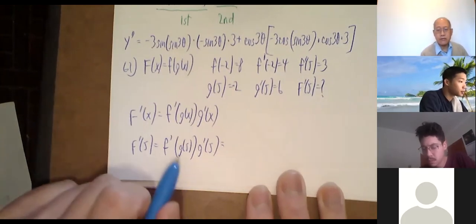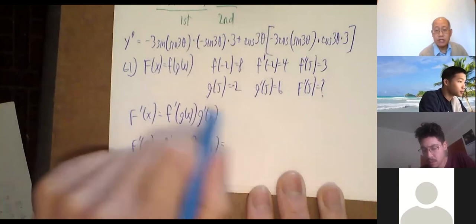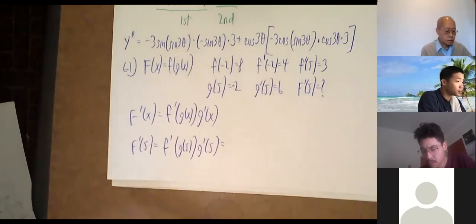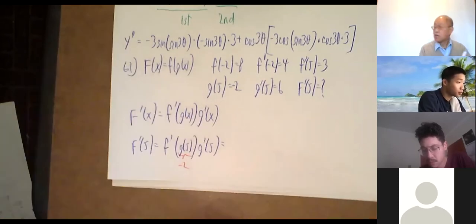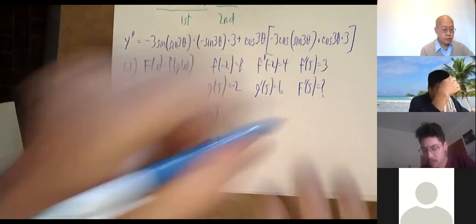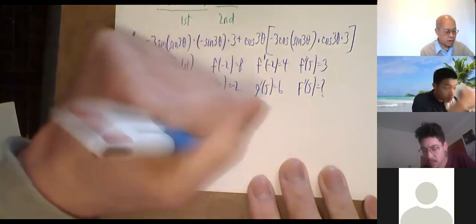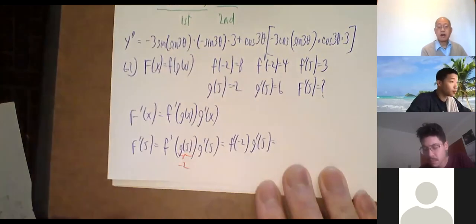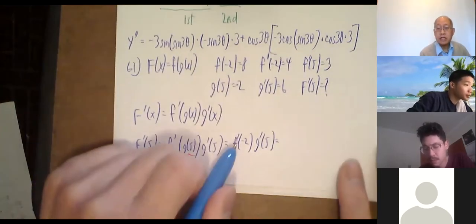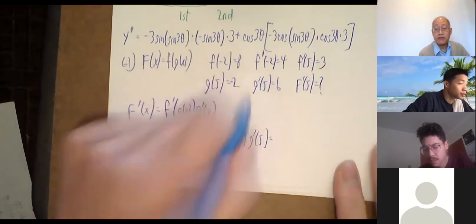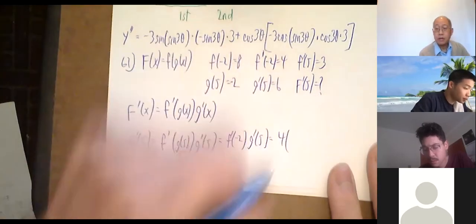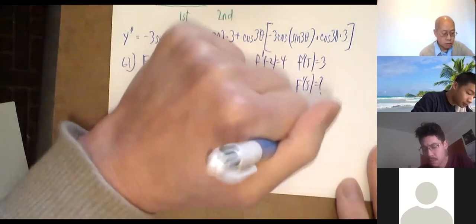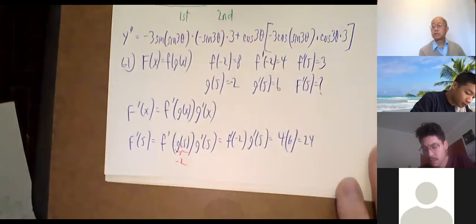Okay, then I just plug in stuff. So g of 5, where is g of 5? Negative 2, right? So this is negative 2. So I want f prime of negative 2, g prime of 5. Okay, then I just pick everything out. F prime of negative 2 is 4. And g prime of 5, where did it go? 6. So it looks like the answer is 24.